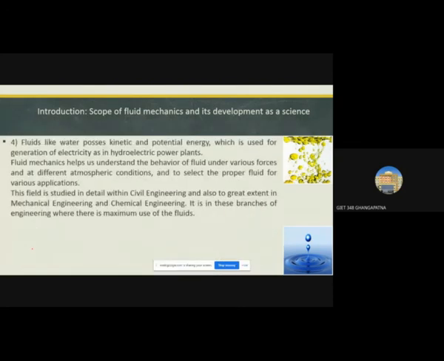Now, fluids like water. Water is a fluid which has kinetic energy, which has potential energy. That is why water is used to generate electricity in a hydroelectric power plant. You cannot say blindly, sir, why water is used? This is the reason, because water is a fluid which has high kinetic energy and high potential energy.